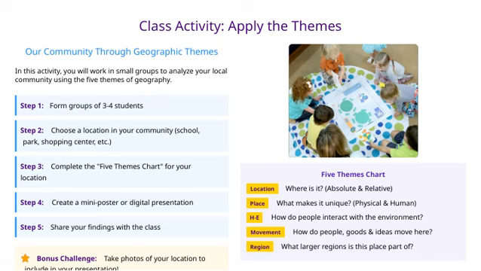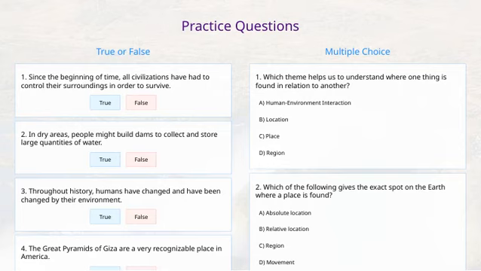And here's a fun bonus. If you can take photos of your chosen location, you can include those in your presentation to make it even more engaging. This activity is a great way to see how these 5 geographic themes help us understand our community better. It connects the big picture of geography to the places we know and experience every day. Let's go through some practice questions to reinforce what we've learned.